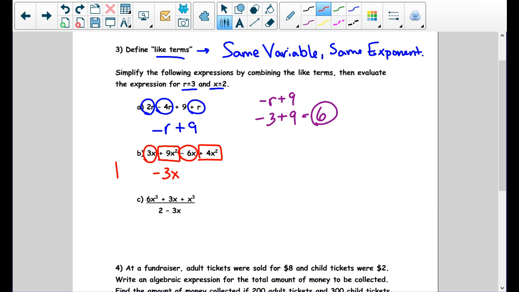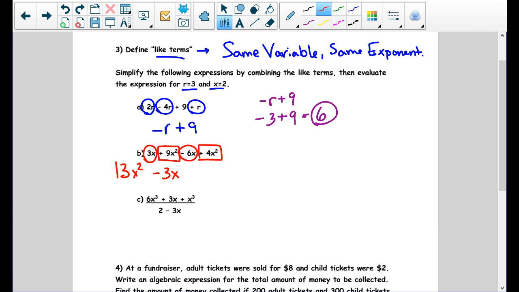Now, standard form says the highest exponent comes first. If I have two different variables, alphabet: whatever comes first in the alphabet comes first. Highest exponent first, and then work your way down. So 13x squared minus 3x.